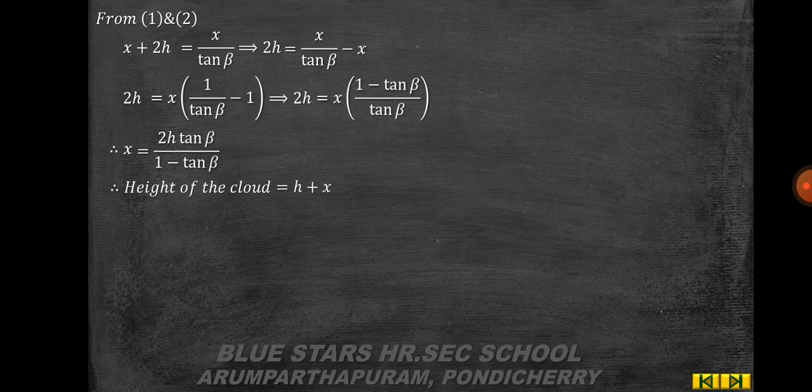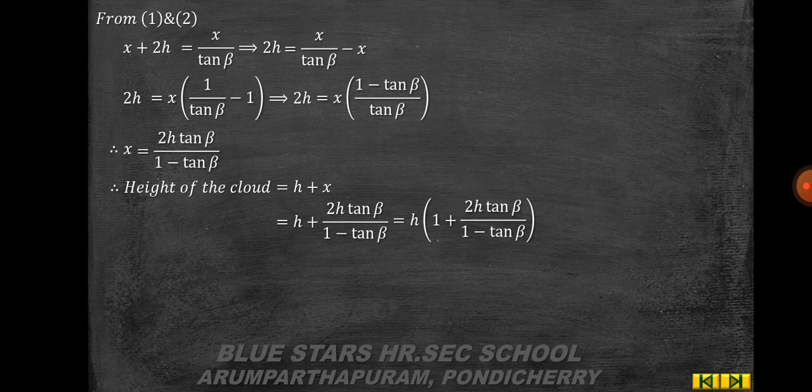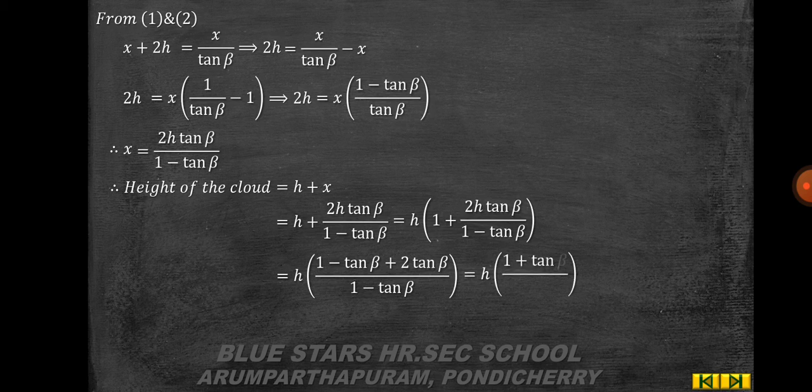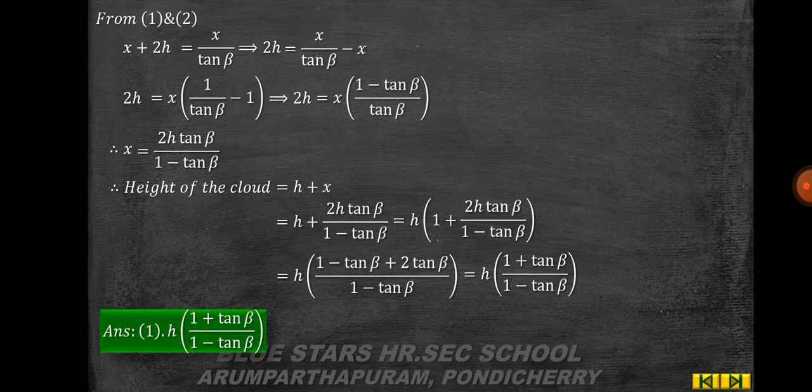Therefore, the height of the cloud is equal to h plus X, which is equal to h plus 2h tan beta divided by 1 minus tan beta, which is equal to h into 1 minus tan beta plus 2 tan beta divided by 1 minus tan beta, which is equal to h into 1 plus tan beta divided by 1 minus tan beta. So the correct option is option 1. The answer is h into 1 plus tan beta divided by 1 minus tan beta.